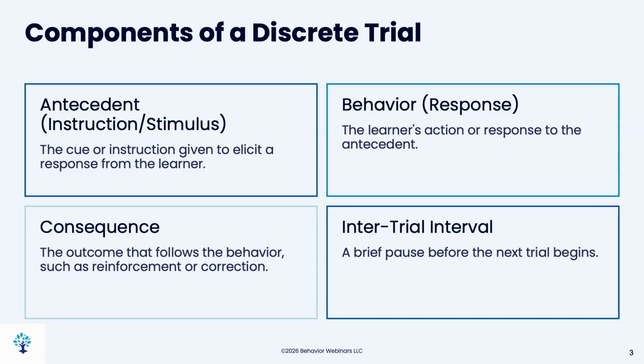There are three components of a trial. We have the antecedent, the instruction, stimulus, the cue. We have the behavior, the learner's action to respond to what you just said. And then we have a consequence, an outcome that follows the behavior. It's just like our ABCs that I've already taught you: antecedent, behavior, consequence. And I consider this a part of it. When you're taught by others, they might not include this, but the inter-trial interval, there's a pause before you start your next trial.